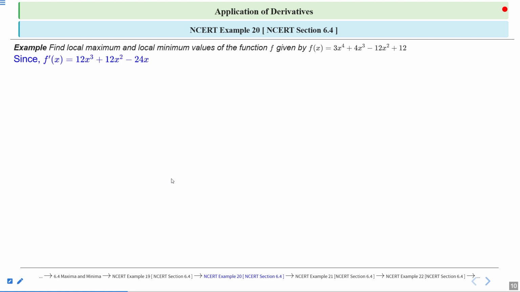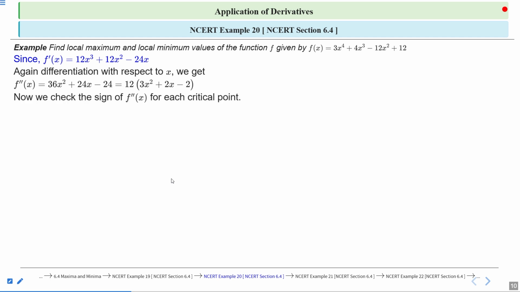Now since f dash x is 12x cube plus 12x square minus 24x, again differentiating with respect to x, we get f double dash x equal to 36x square plus 24x minus 24. After taking 12 common, we get 12 times 3x square plus 2x minus 2. Now we check the sign of f double dash x for each critical point.